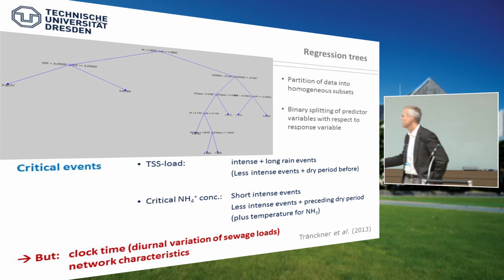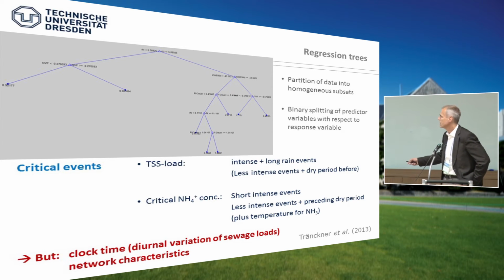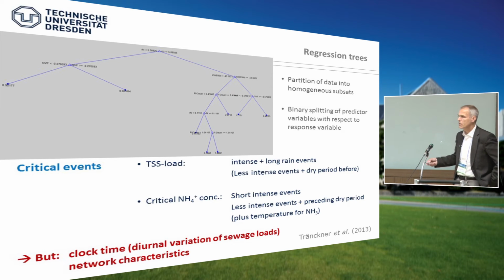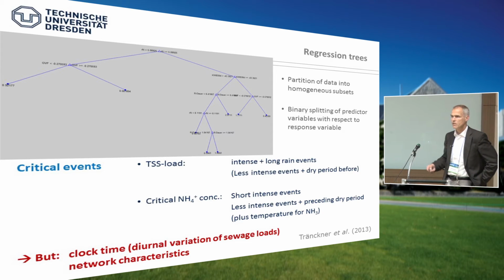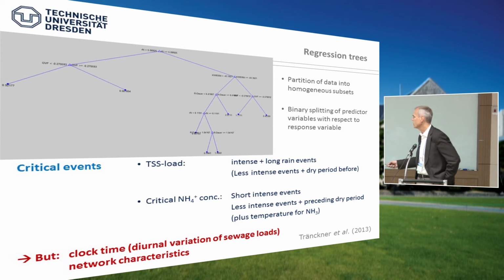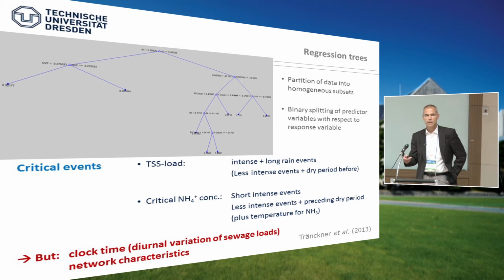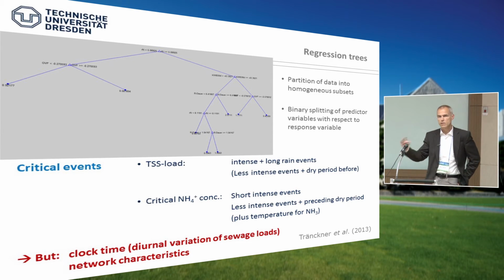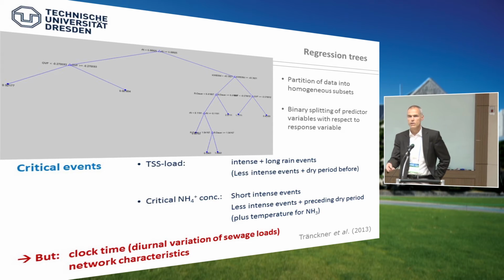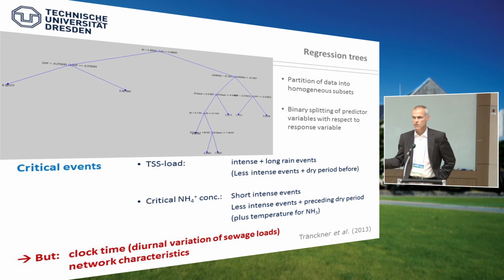And for ammonium concentration, it's more short, well, not totally, not the maximum intensity events, but moderate intensity events or little intensity events, and again the preceding dry weather period. When you look then at polluting effects, it's not only the ammonium, it's the chemical brother, it's the unionized ammonia, NH3, which is toxic to fish, which matters even more.